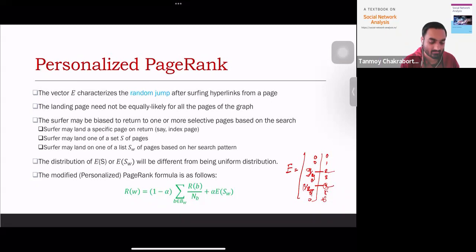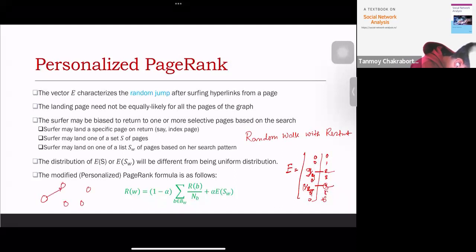Okay, this is called personalized PageRank. Another constrained version of personalized PageRank is called random walk with restart. With restart, what does it mean? It means that, again, you are following the random walk process. Let's say you start from here. So this is your seed node.